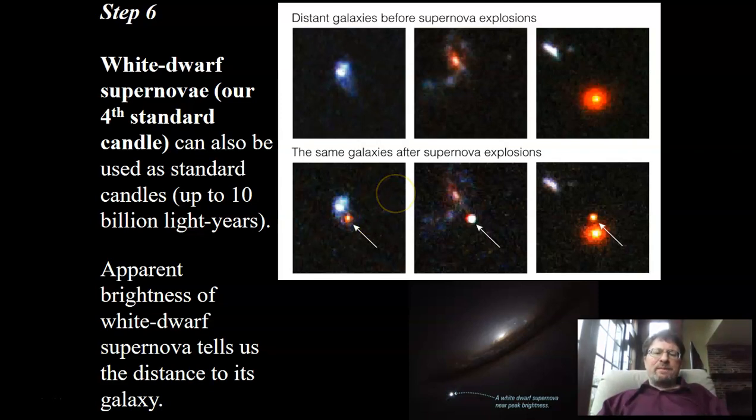We will pick up next time by summarizing about these white dwarf supernovae and how the different distance scale indicators work together as a whole before we move onward into chapter 16.